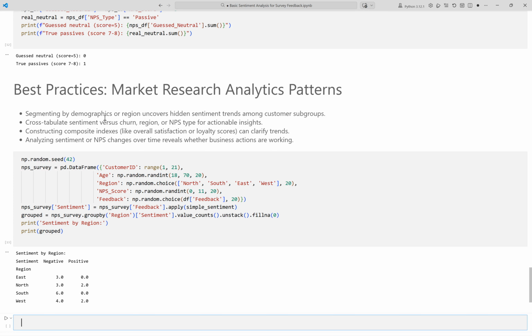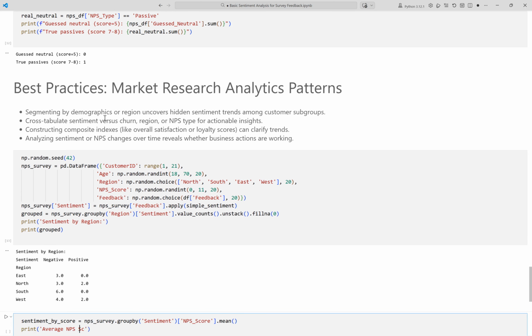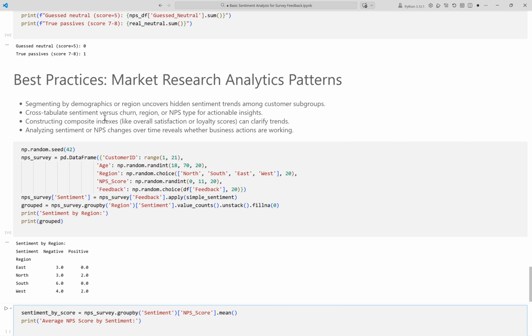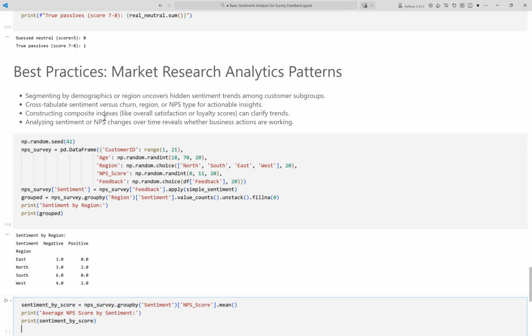We calculate the mean NPS score for each sentiment label. This cross-tabulation reveals whether positive comments are truly linked with high NPS scores. Such checks catch unexpected patterns and surface opportunities.